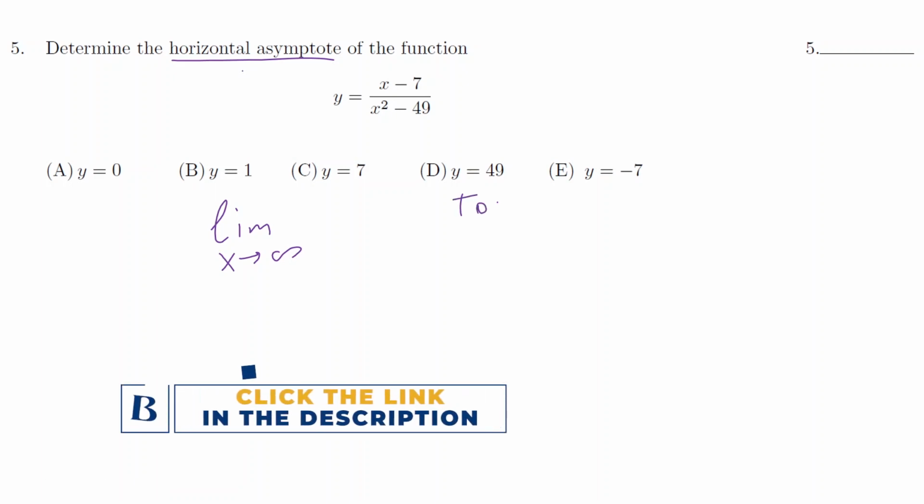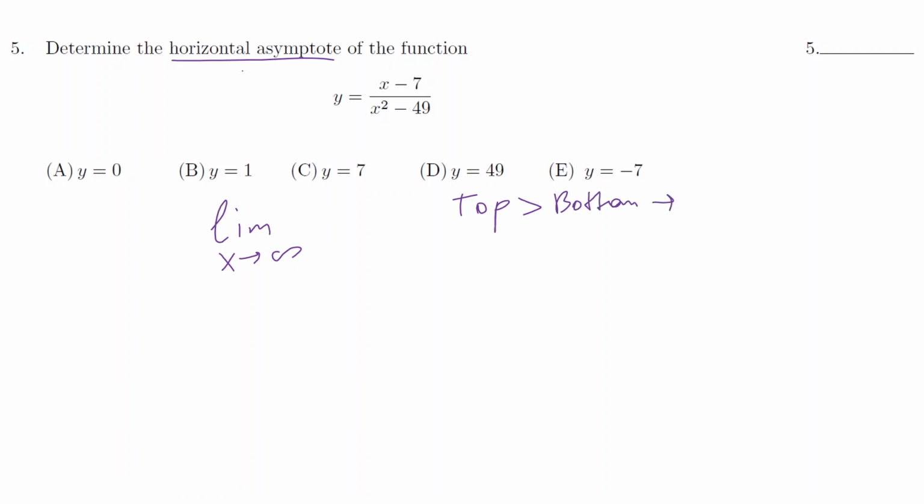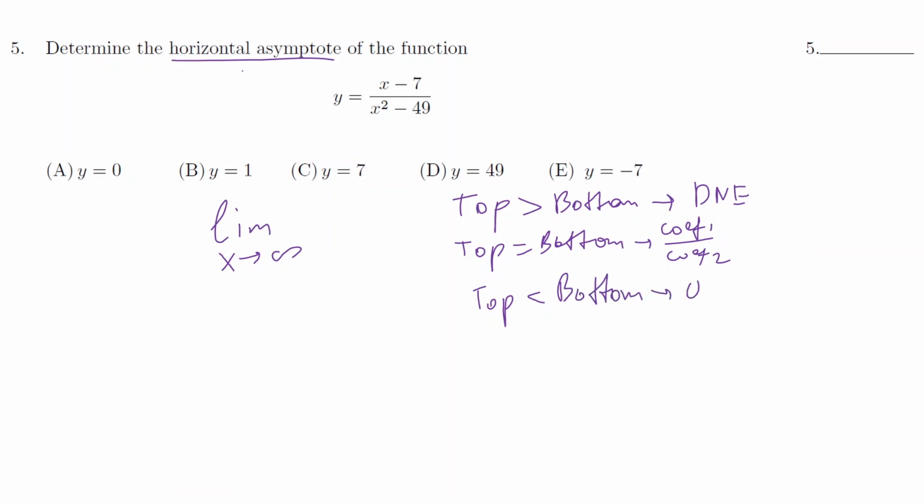If top is greater than bottom, then it's undefined. The limit does not exist. If top equals the bottom, then it's the ratio of coefficients. So it's coefficient 1 over coefficient 2. I'll explain this in a second. And when top is less than bottom, the answer is 0.